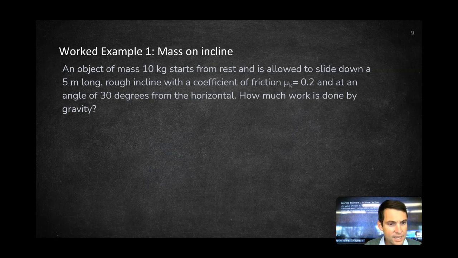An object of mass 10 kilograms starts from rest and is allowed to slide down a 5-meter long rough incline with a coefficient of friction μk equals 0.2 and at an angle of 30 degrees from the horizontal. How much work is done by gravity?